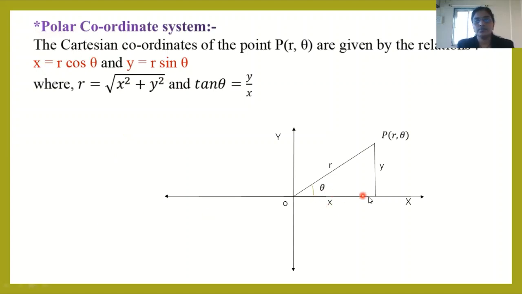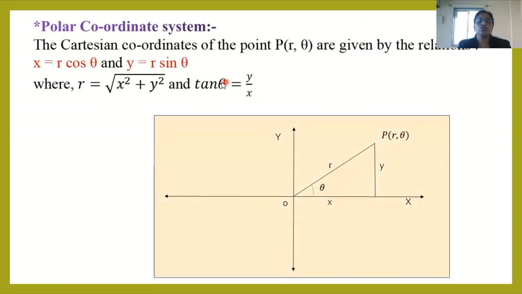या डायग्राम वरून sin theta is equal to y upon r, therefore y is equal to r sin theta, आणि cos theta is adjacent x upon r, therefore x is equal to r cos theta, and r is equal to, by Pythagoras rule, x square plus y square is equal to r square, therefore r is square root of x square plus y square, and theta can be given by tan theta is equal to y by x. Using this formula, we can convert Cartesian coordinates and polar coordinates.